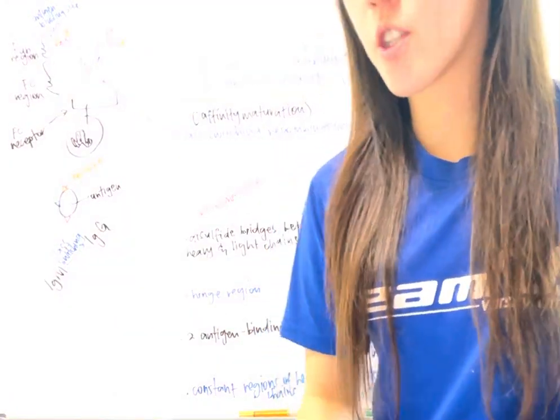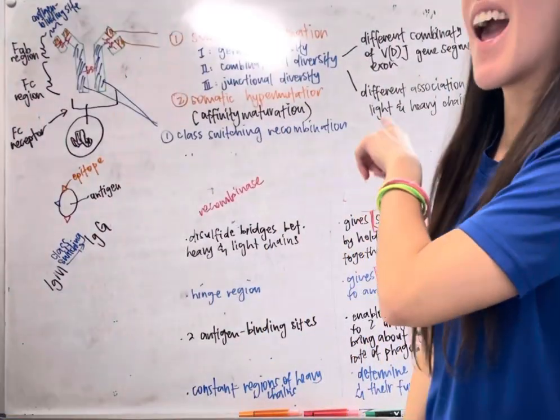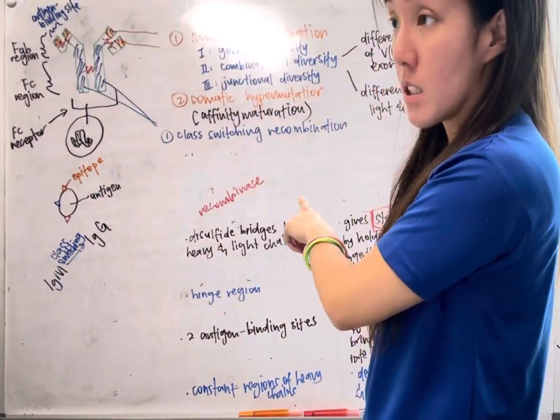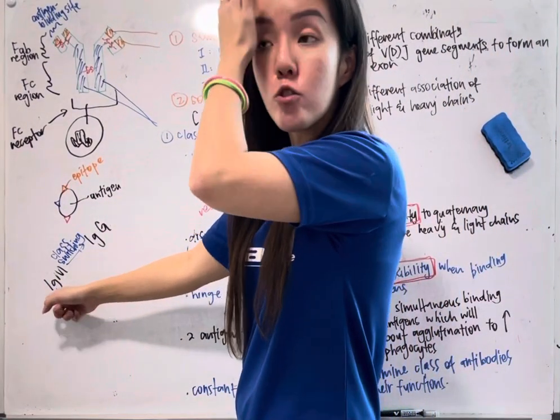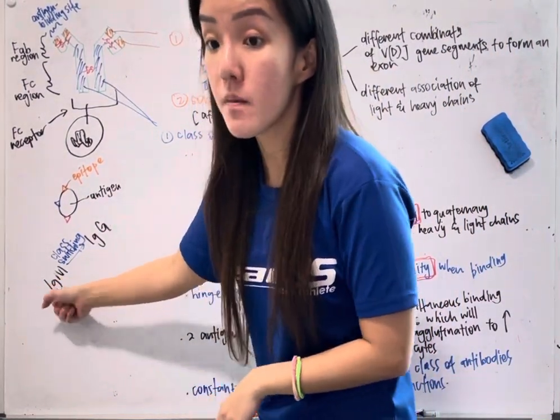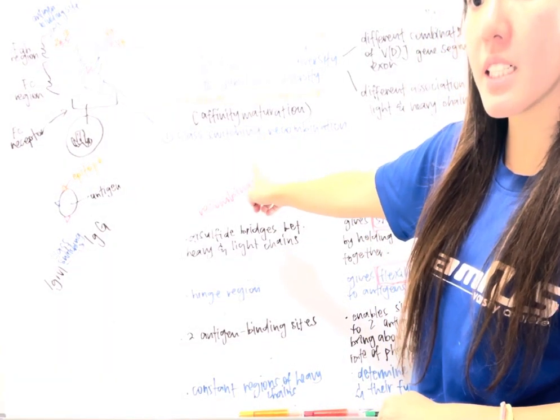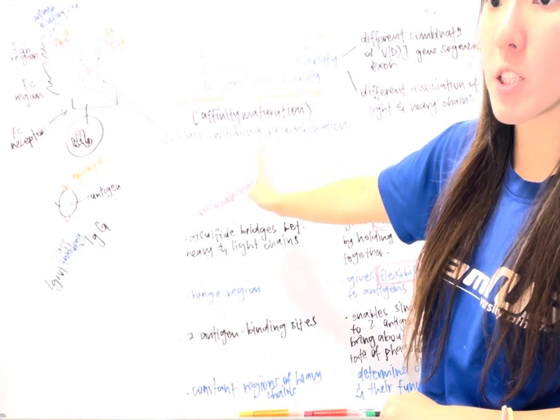So what is class switching recombination? Please take note, class switching recombination occurs in activated B cells. That means it's not naive B cells. That's why your first antibody you form is usually immunoglobulin M. Class switching occurs in activated B cells. The idea is that you want to form different classes of antibodies.